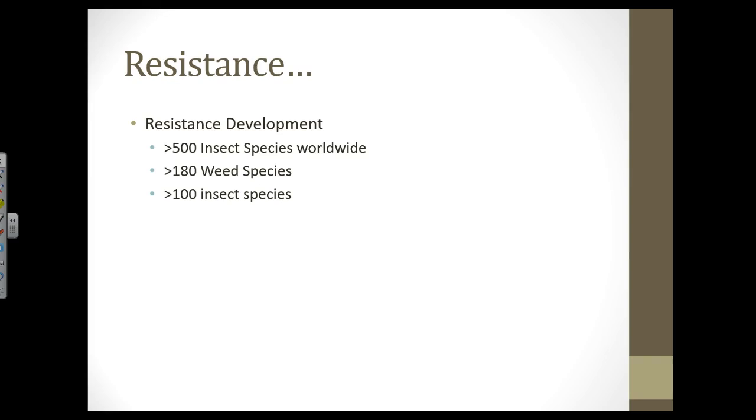Today, there are over 500 insect species that are resistant to chemicals. And about 200 weed species are resistant, and over 100 insect species just here in the United States.